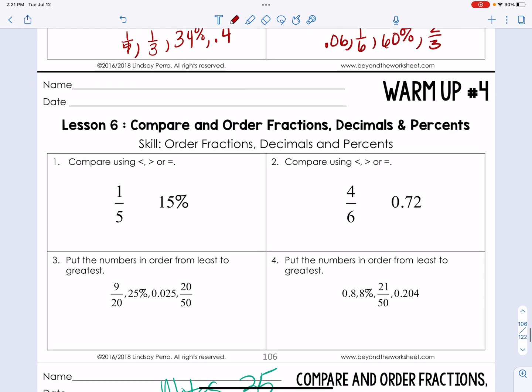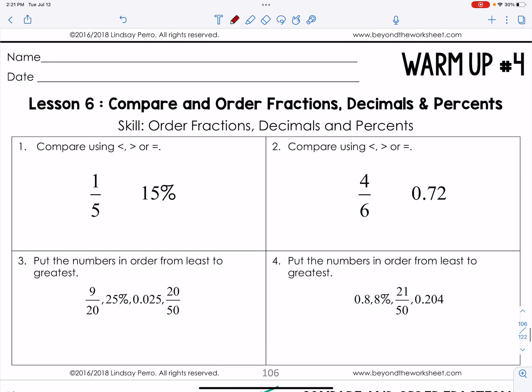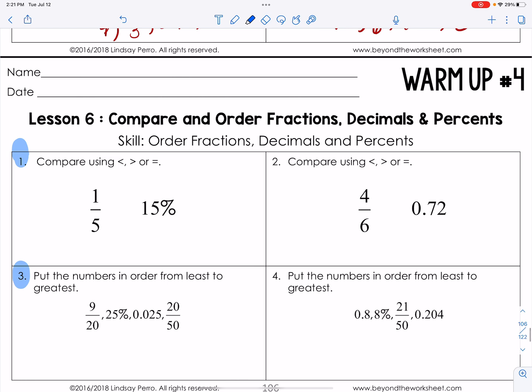Okay, and last thing. So this is our last thing from this unit. I would like you to do these 4. Pause the video and try them.